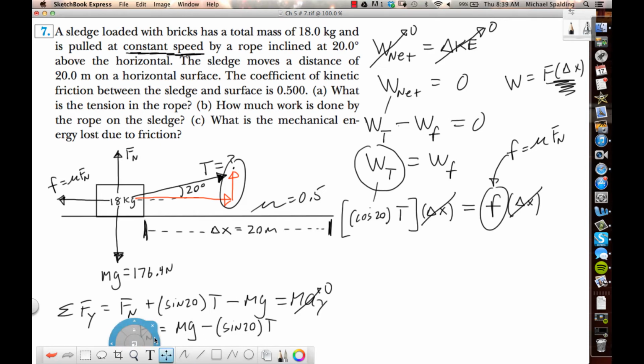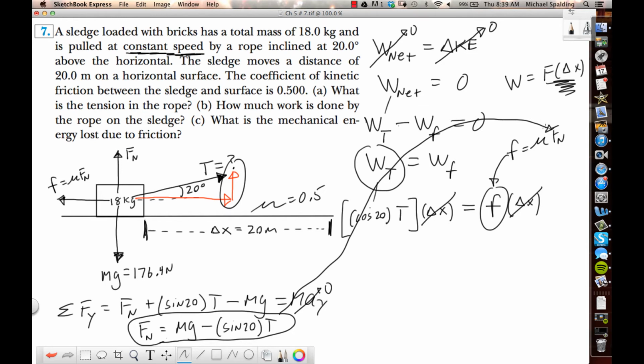So this is going to get plugged in there for the normal force. So here's where the algebra gets real fun.